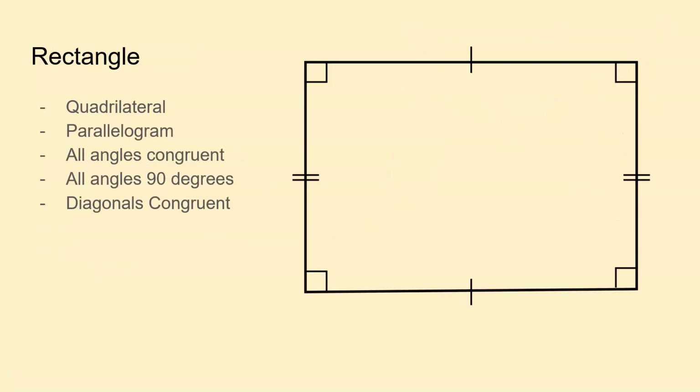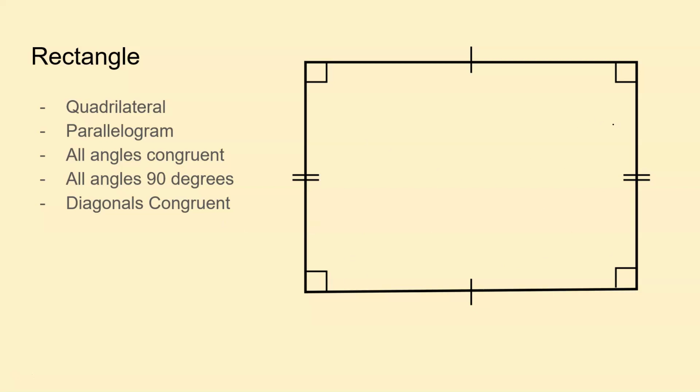Next, we have a rectangle. So a rectangle is a quadrilateral, four sides. It's also a parallelogram. So it's also a trapezoid. So it has all of those properties we just talked about from the parallelogram, but it has some others as well. So the rectangle has all angles congruent, unlike the parallelogram just has the opposite angles congruent. The rectangle, all of the angles are congruent, and they're all 90 degrees.